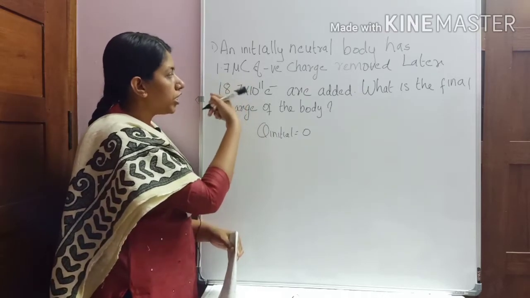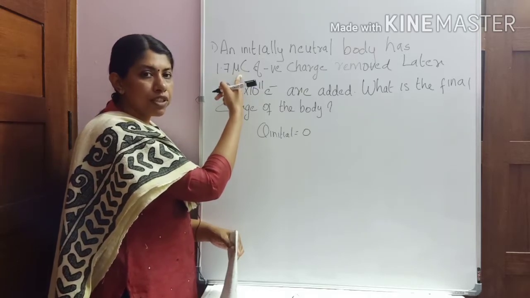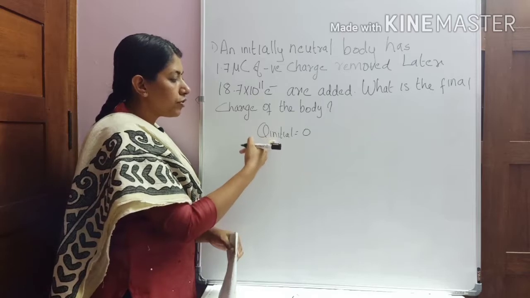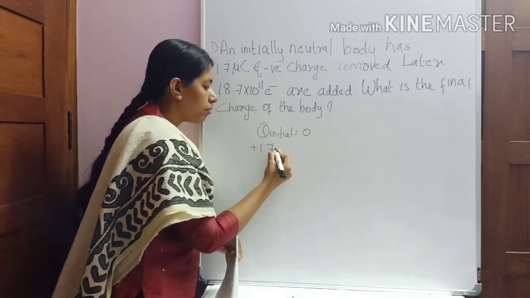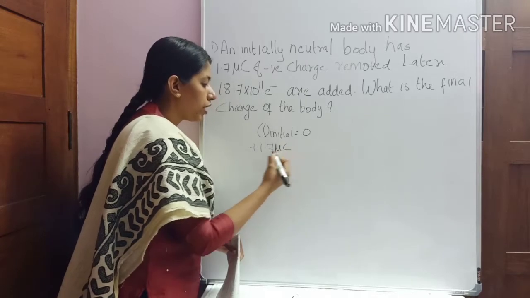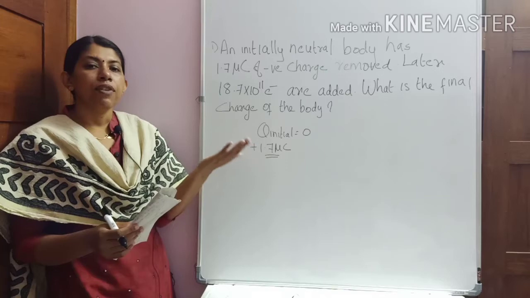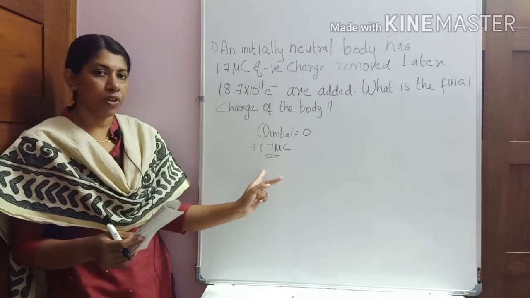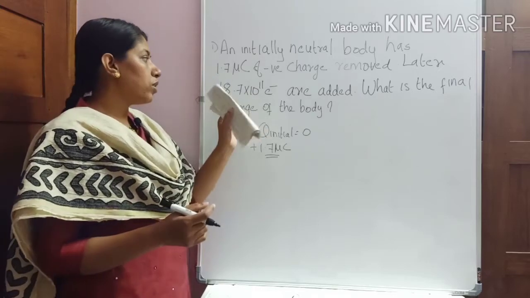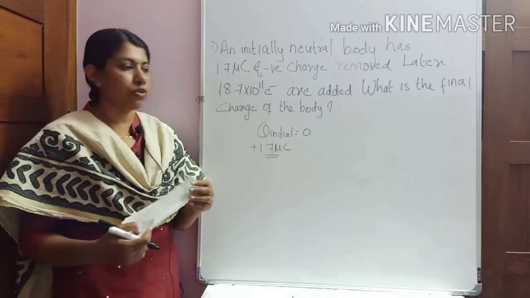So from this body, if we are removing 1.7 microcoulomb of negative charge, then what is the charge of that body then? It will now have plus 1.7 microcoulomb. Okay. Then it is said that we are adding 18.7 into 10 raised to 11 electrons into this body. So we have to determine the charge of 18.7 into 10 raised to 11 electrons.